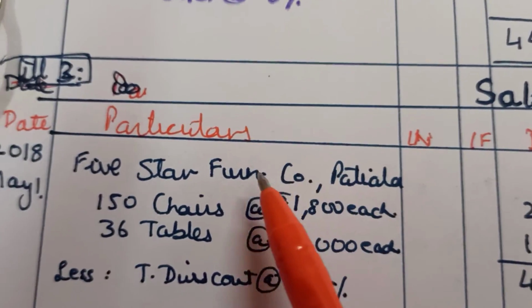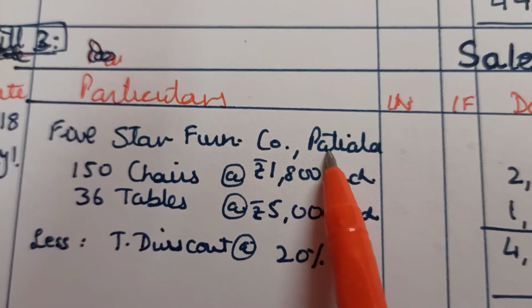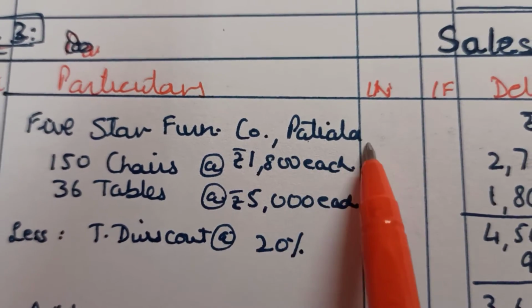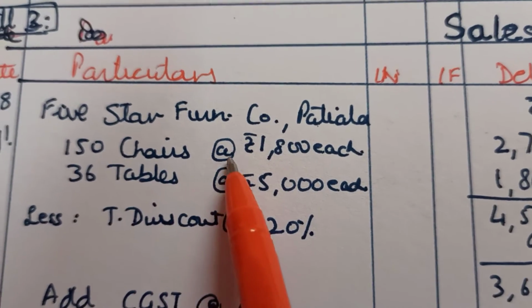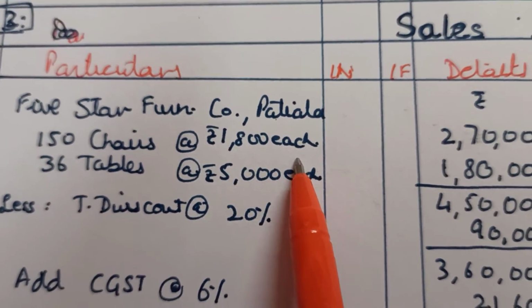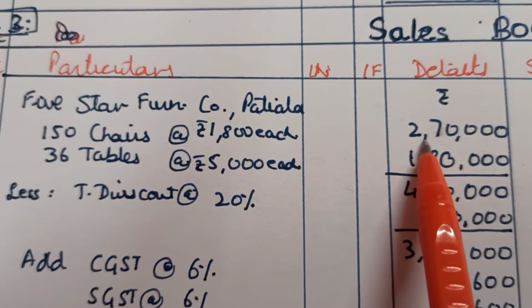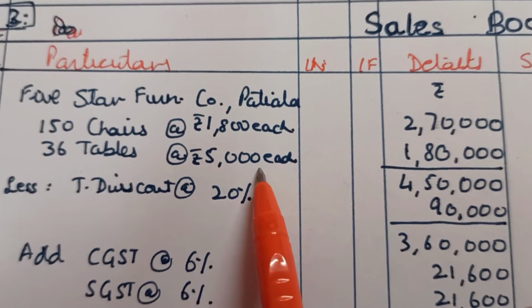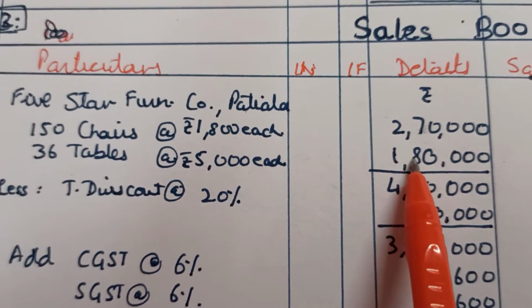Now illustration 3 says the date, 5-star, the name and address of the seller. 5-star furniture company, Patiala. What are we selling? 150 chairs at 1,800 each. Multiply this into this means it is 2,70,000. 36 tables at rupees 5,000 each. This multiply this by this, 1,80,000.